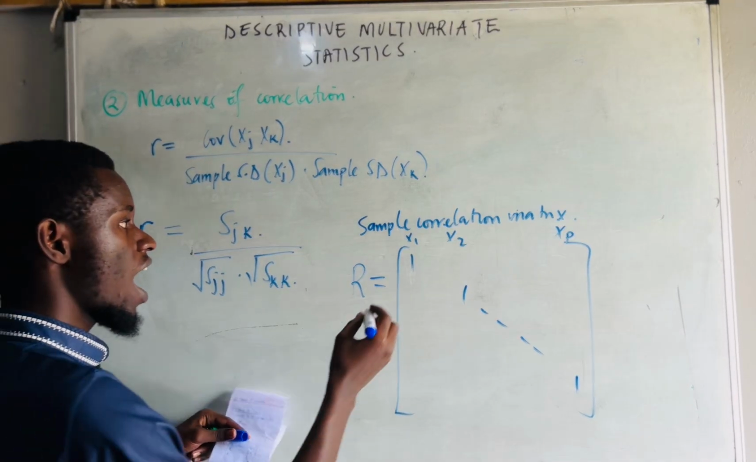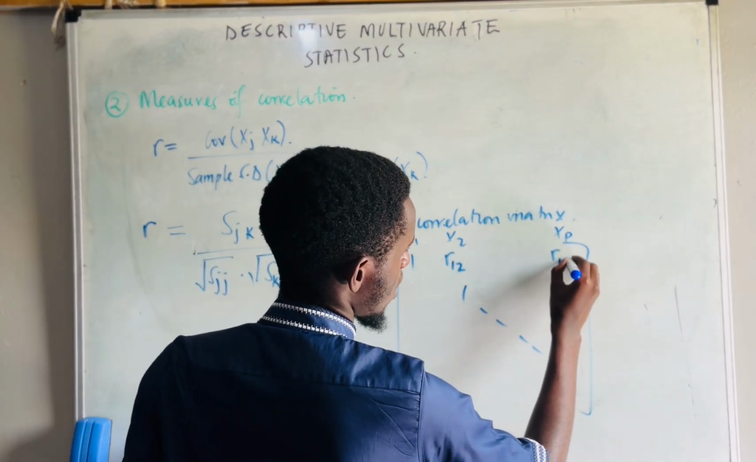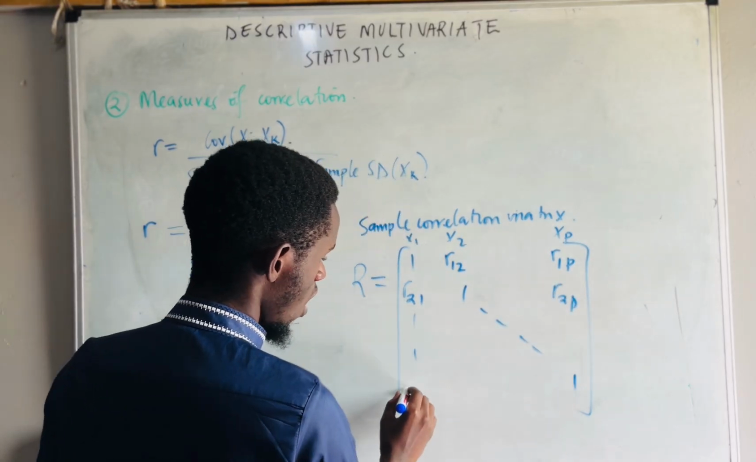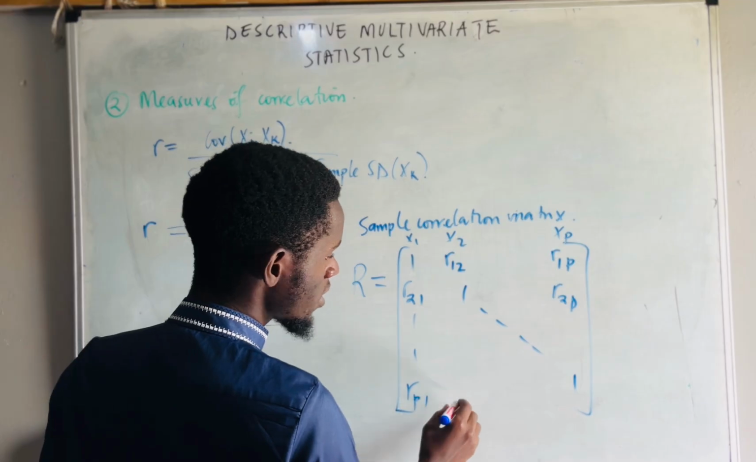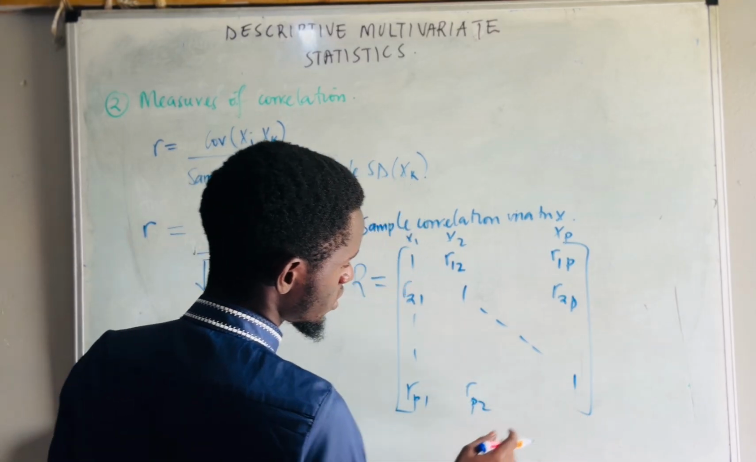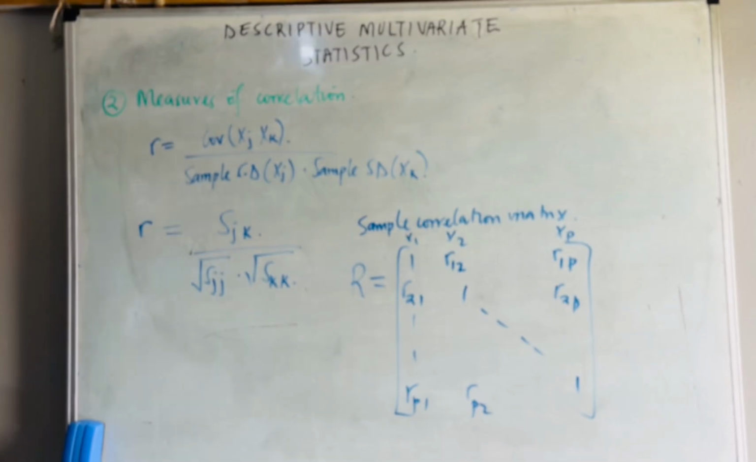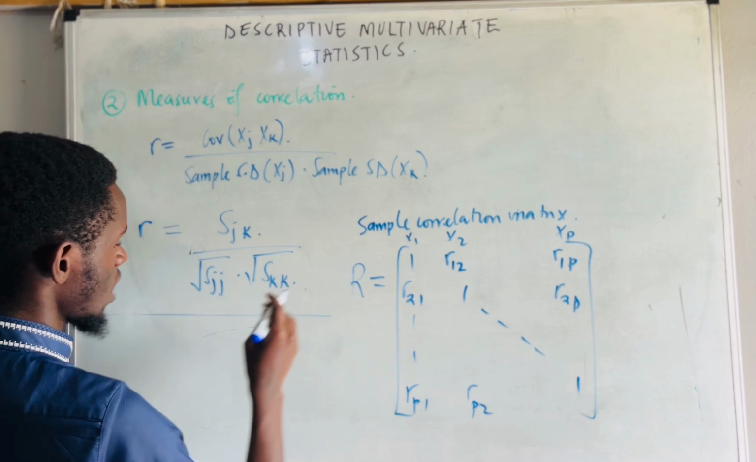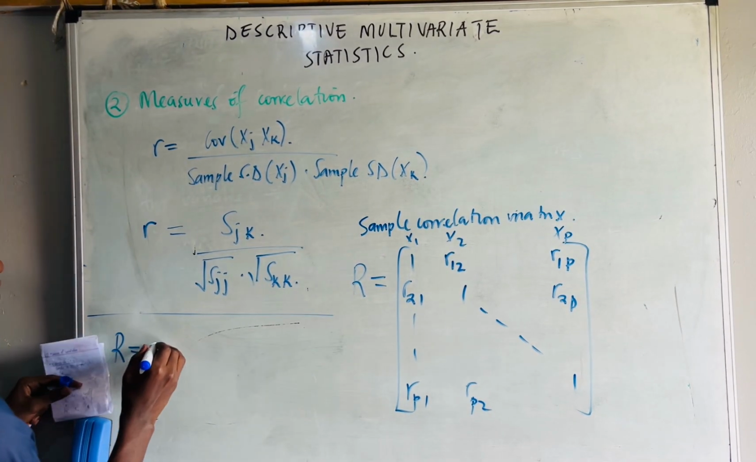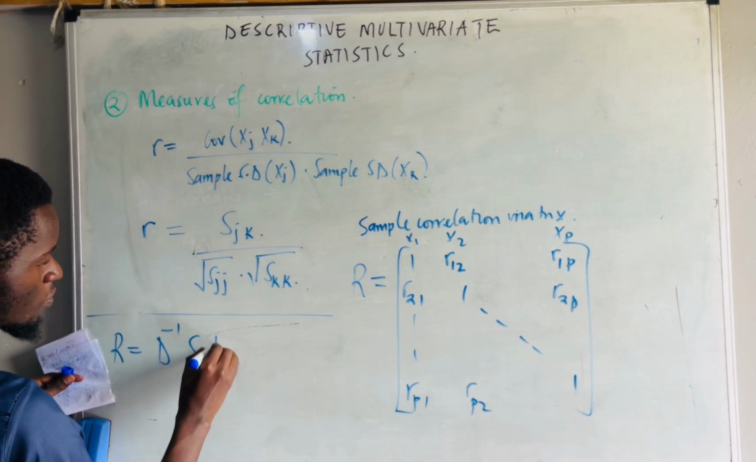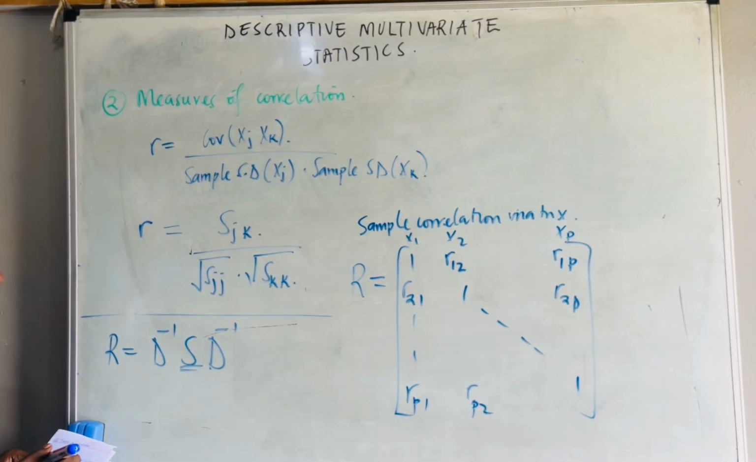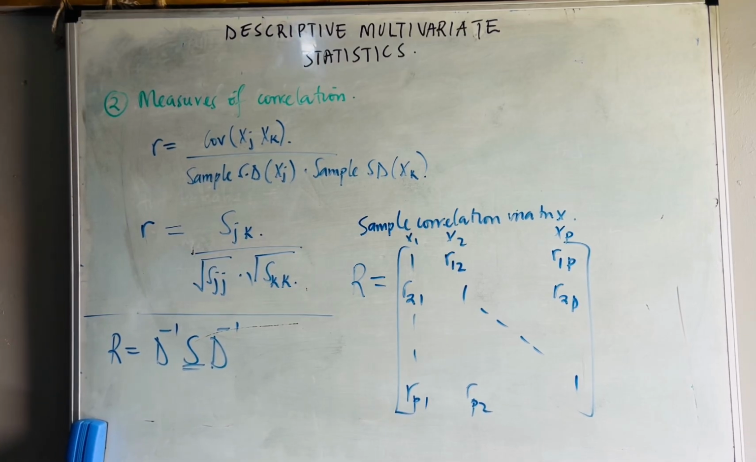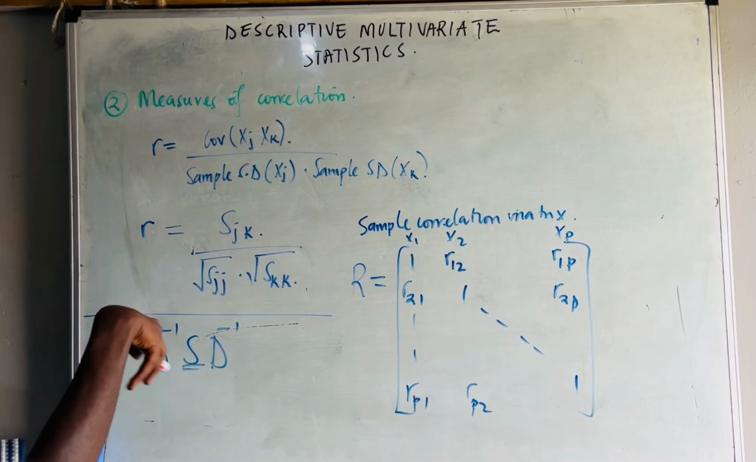And then here we shall have r12, up to when I have r1p. Then you have r21, up to when you have r2p. And then I shall also go for rp1, rp2, up to when you have the 1 this side, like that. I think with that, you can easily appreciate when you have an example. And the last formula you can also apply here on the sample correlation: R equals D inverse times S times D inverse. Now for this one, to recall it properly, this S matrix is our sample covariance matrix, which you have got in the previous example.